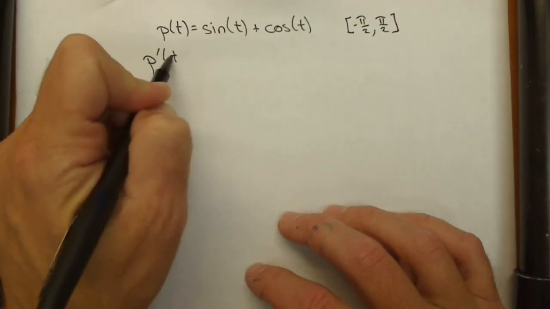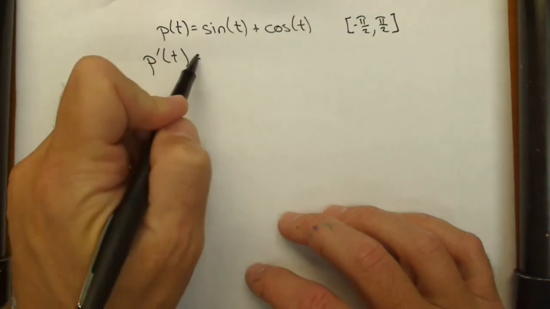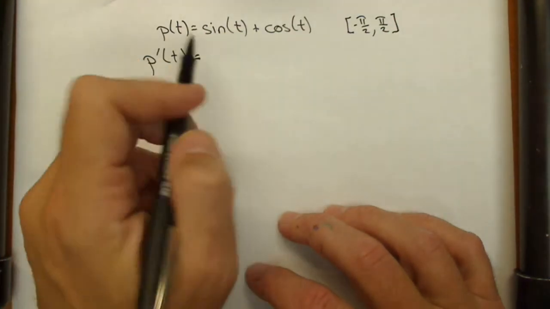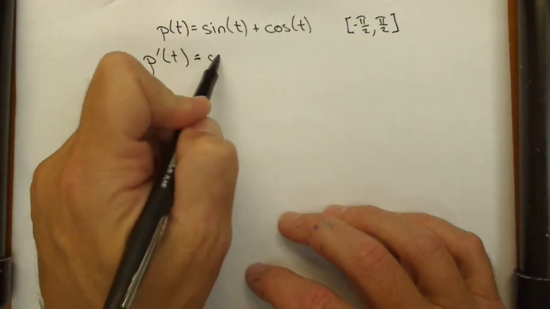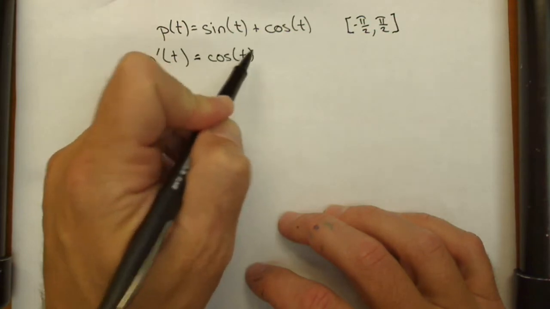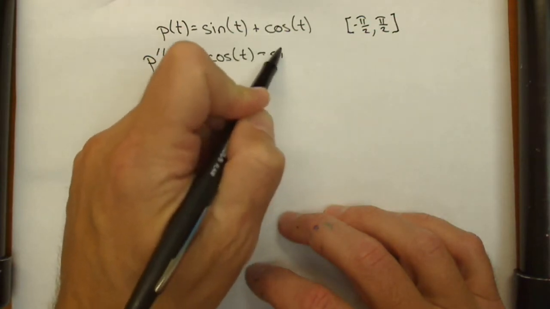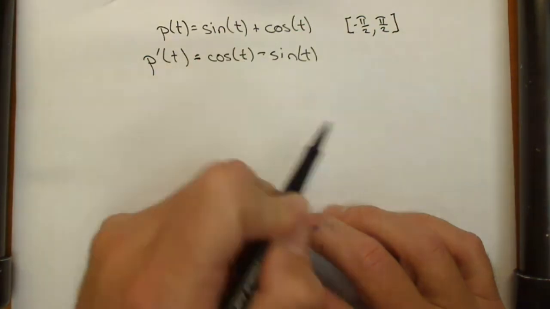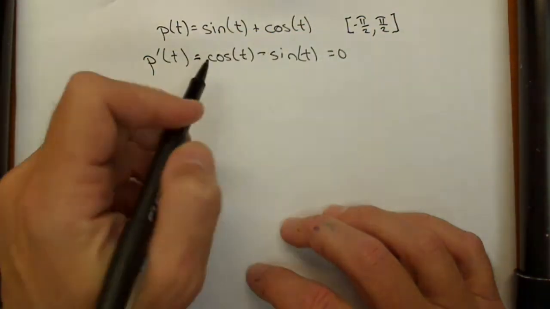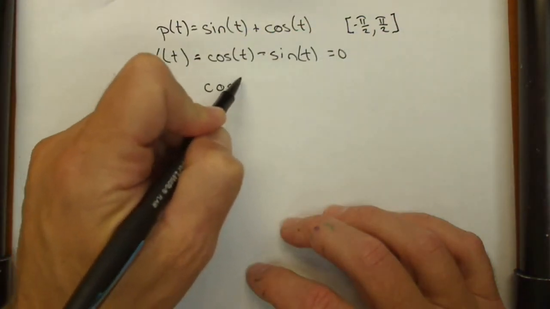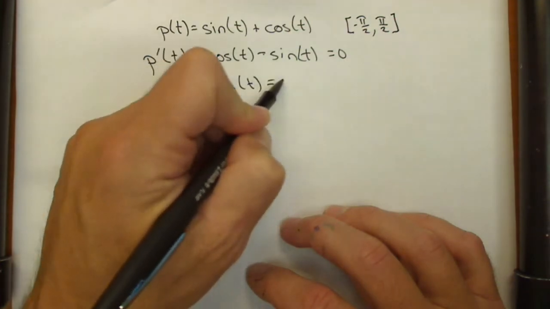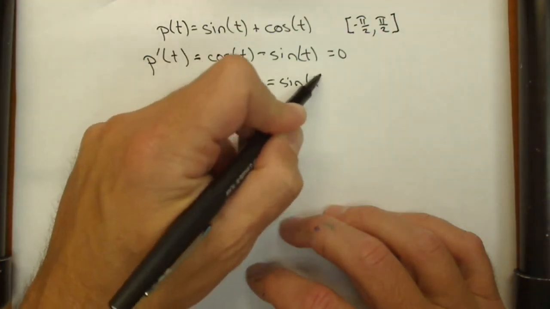So the first thing I'm going to do is find critical points, by taking the derivative. This is not a bad derivative. Derivative of sine is cosine of t. Derivative of cosine is negative sine of t. Now we're going to set that equal to 0. So we are looking for values for cosine of t equals sine of t.